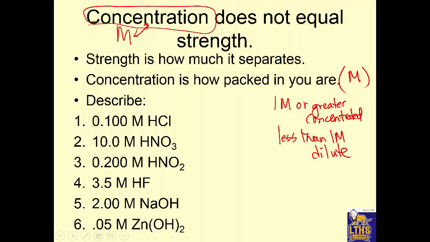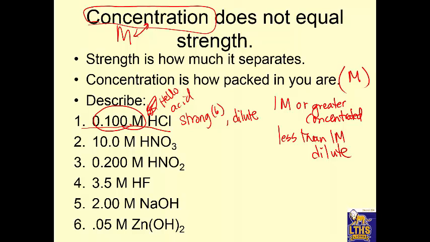Okay, so now we have another list here. I'm going to do 2 of them with you right now, and then we'll do the rest in class. Okay, so I look at this whole thing. I say to myself, hello, acid. All right, now it's strong. How do I know? One of the 6. And it's dilute. How do I know? Because the molarity is less than 1 molar. So it's a dilute strong acid.